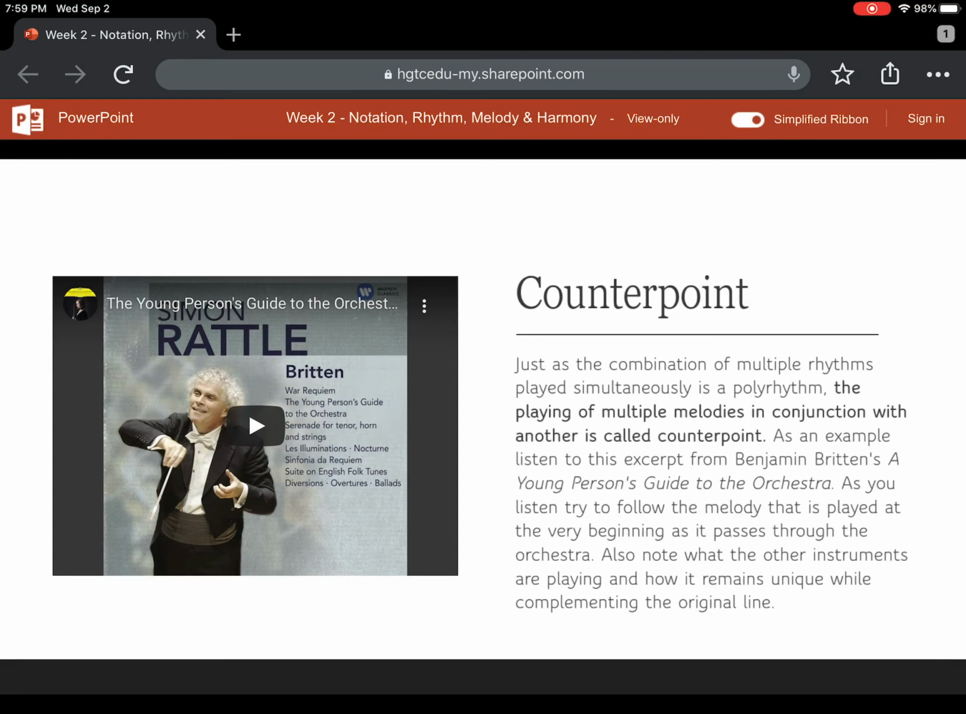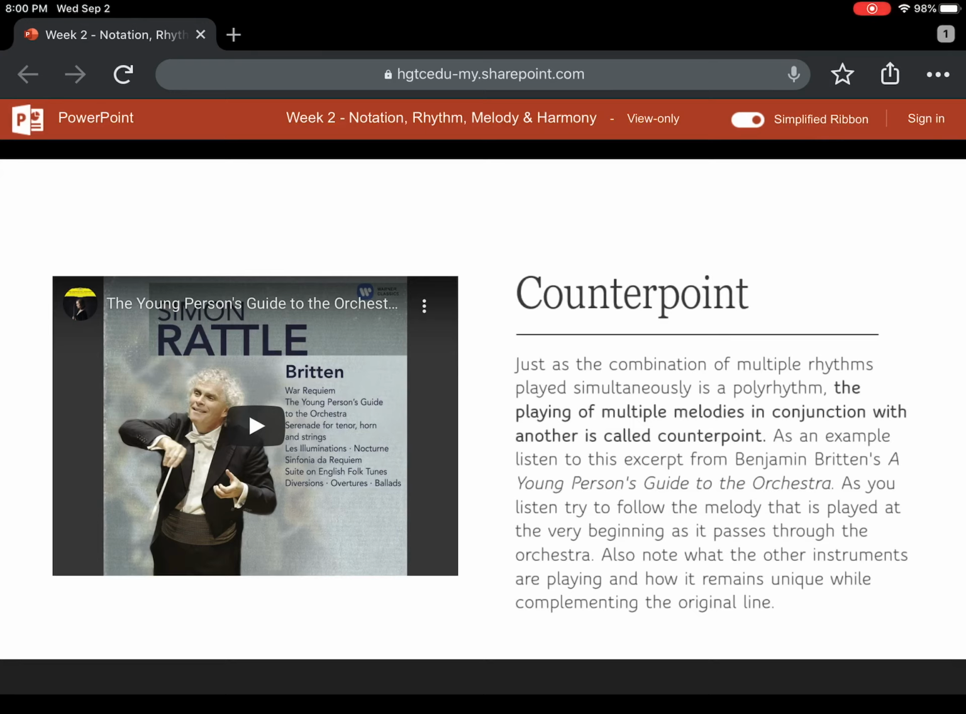Here we go. Counterpoint. Lovely. So, as the combination of multiple rhythms played simultaneously is called polyrhythms, we have multiple rhythms going at once. The playing of multiple melodies in conjunction with one another is called counterpoint. As an example, this is a great piece written by Benjamin Britten. It's called The Young Person's Guide to the Orchestra.